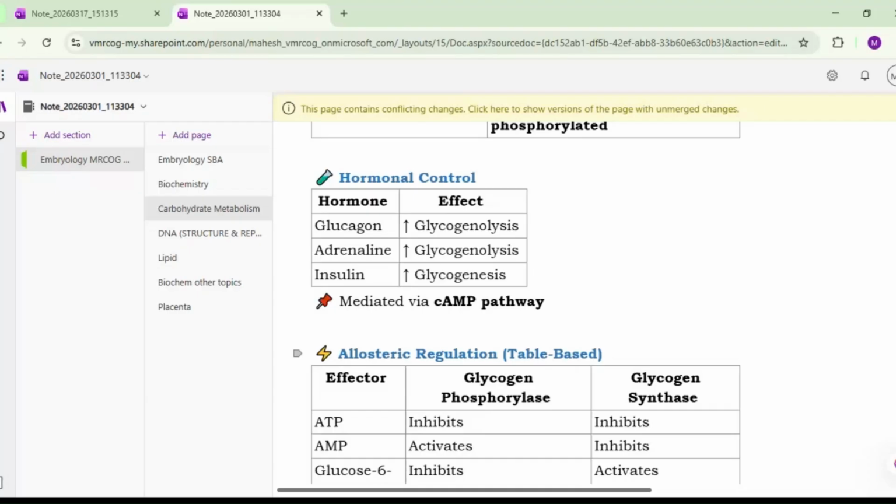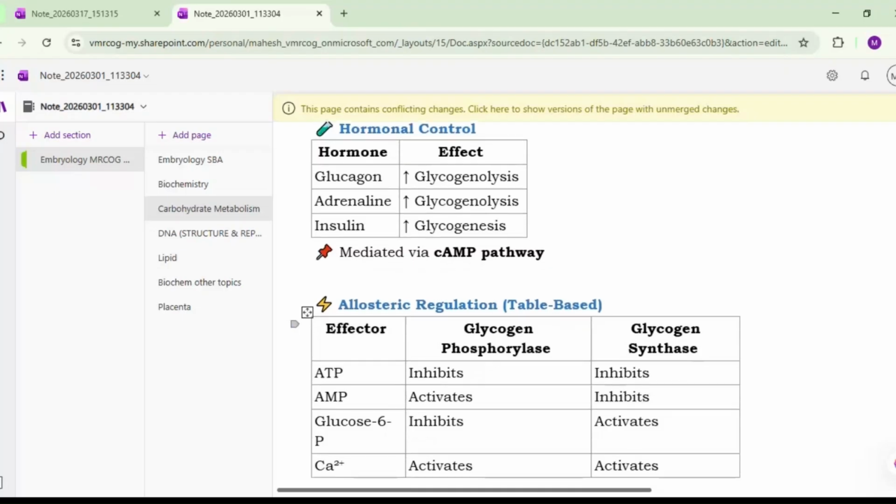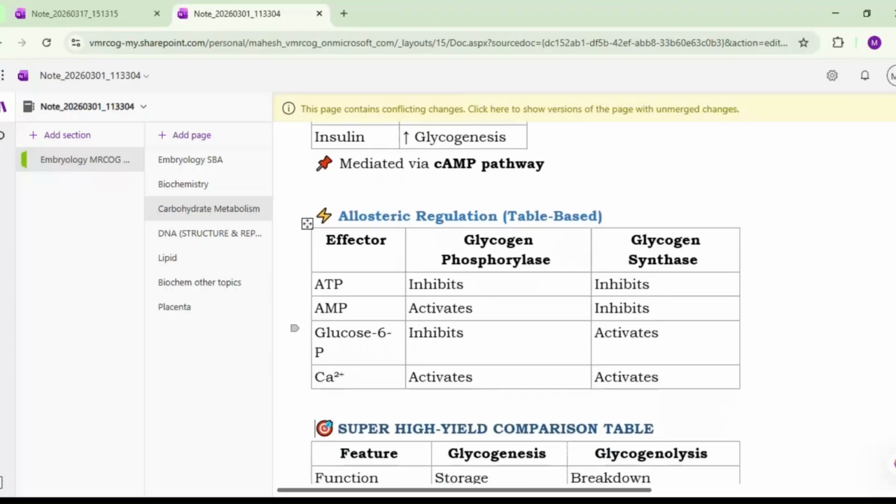Now there is also allosteric regulation. Allosteric regulation means acting by joining at another site apart from the routine site. Glycogen phosphorylase is inhibited by ATP, activated by AMP, and inhibited by glucose 6-phosphate. Calcium also activates glycogen phosphorylase, while glycogen synthase is inhibited by ATP and AMP and activated by glucose 6-phosphate and calcium.